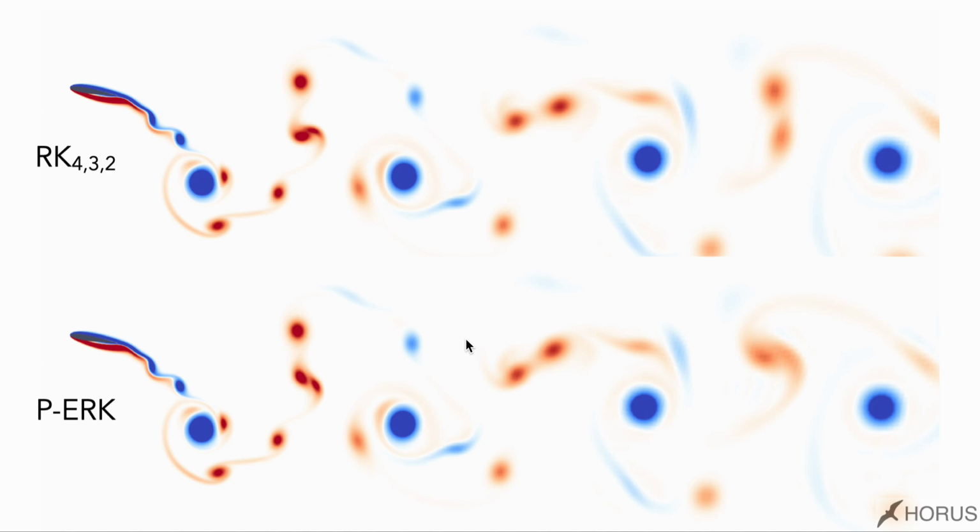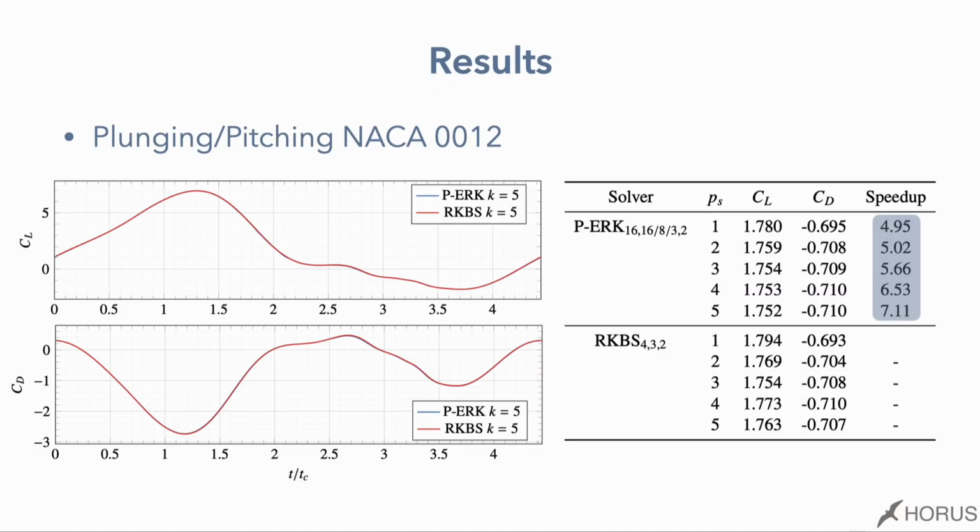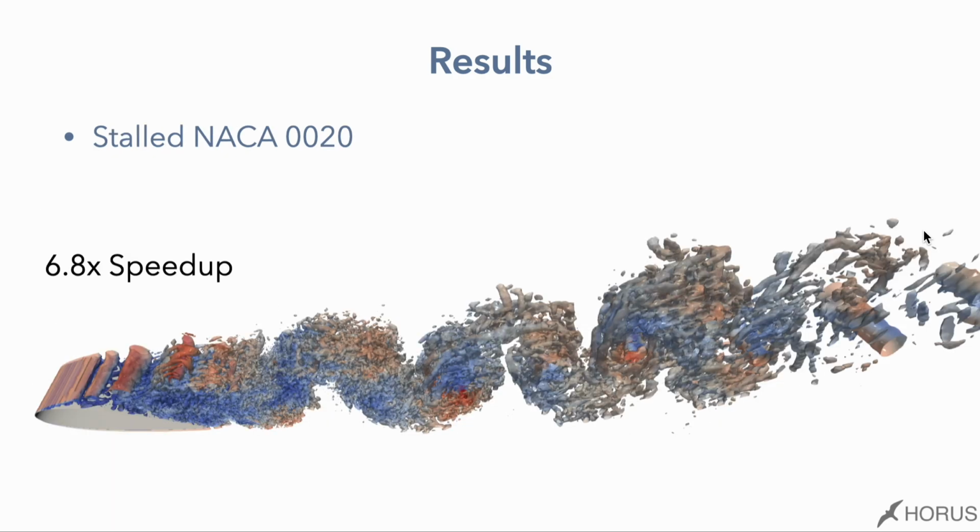You can see the vorticity contours are nearly identical. We get some minor variations further downstream, but that's expected because the flow is chaotic. The lift and drag curves as a function of time are right on top of each other. And again, we get speed up factors in excess of 7.